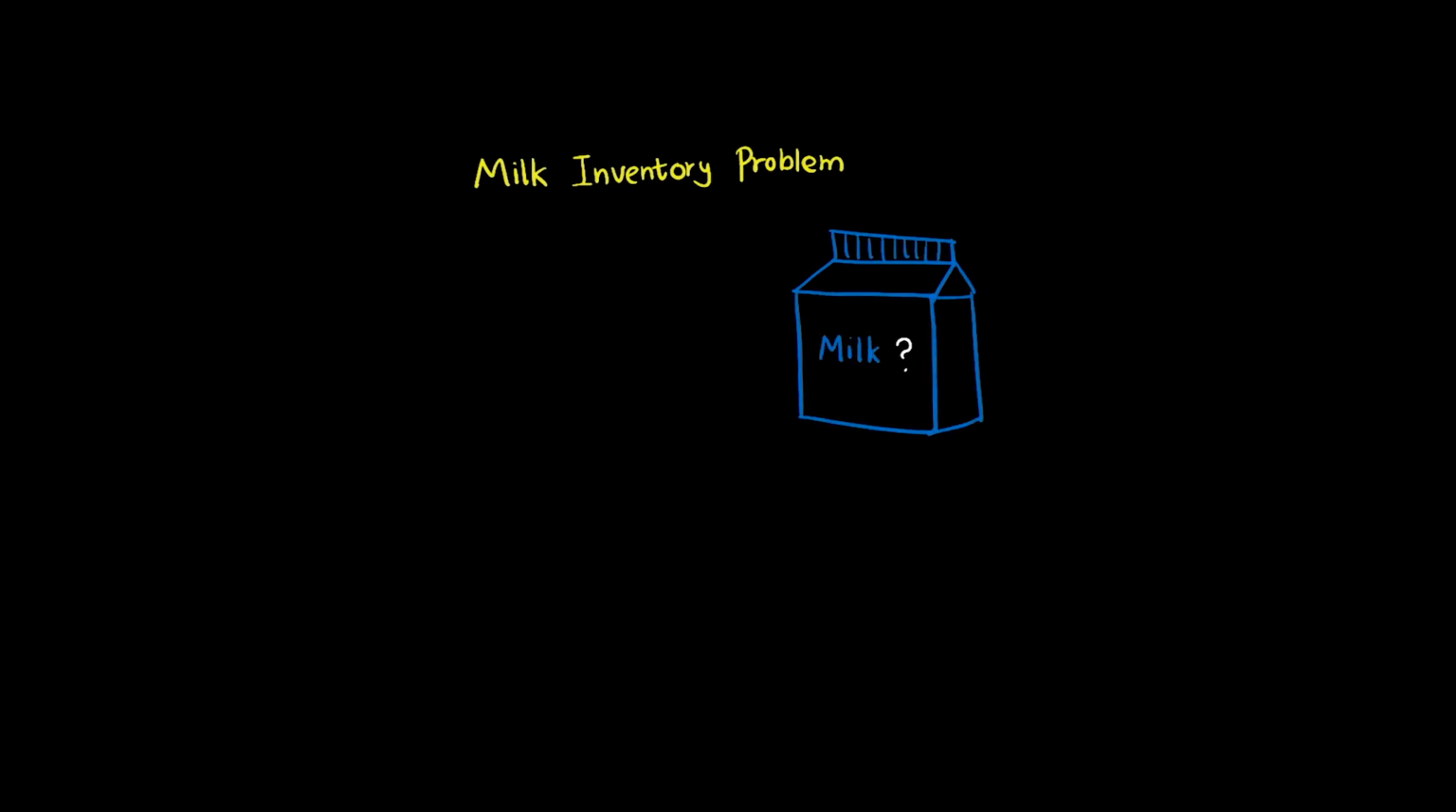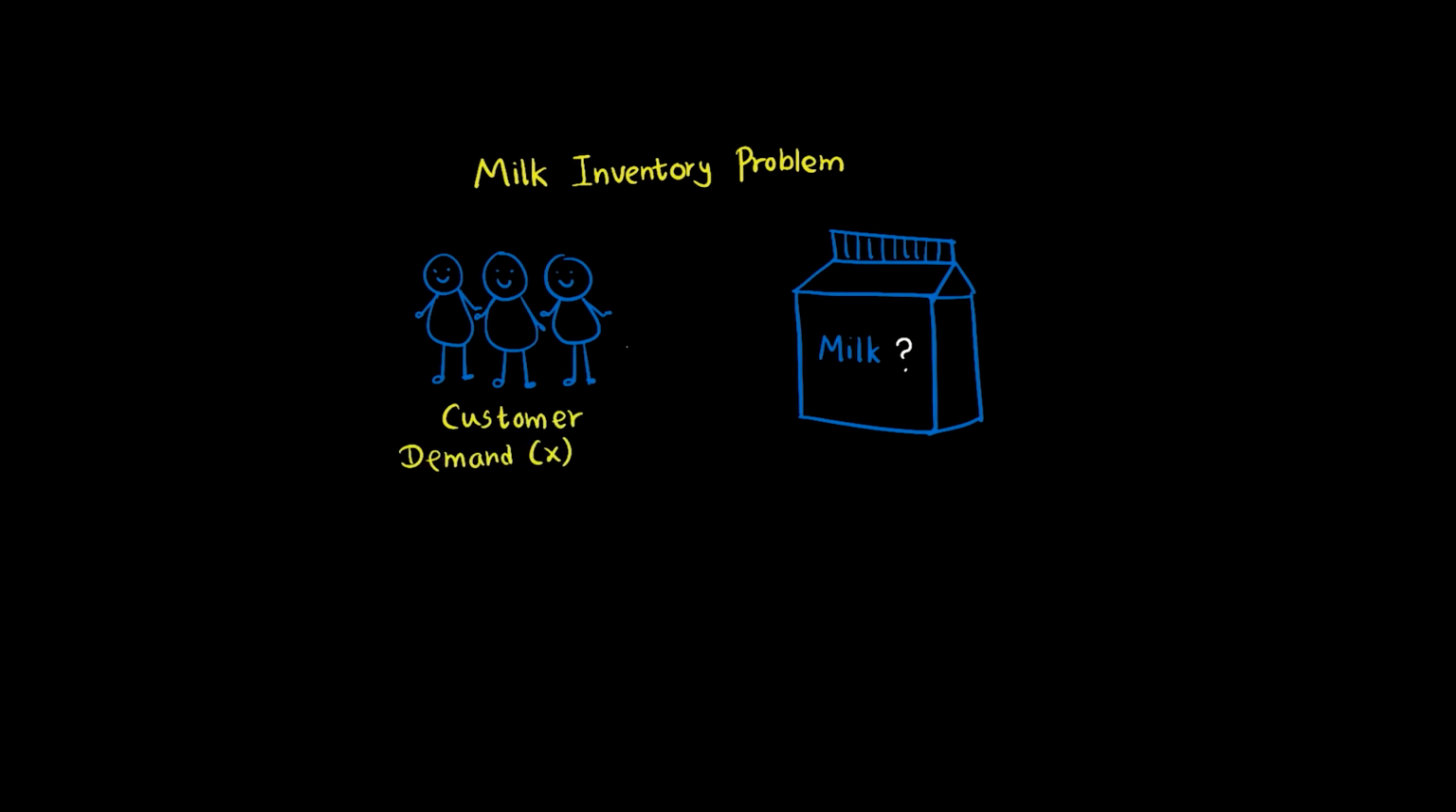Let's think about the convenience store milk inventory problem. The store owner asks, "How much milk should I stock?" Well, that depends entirely on how many customers will buy milk, doesn't it? The customer demand is the driving force. It's the independent variable that the store owner can't control but must respond to. The milk quantity then becomes the dependent variable.